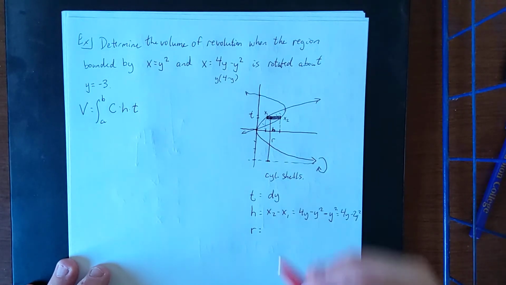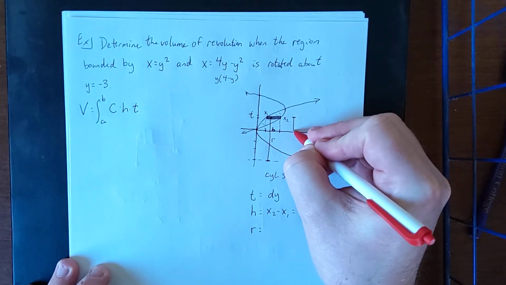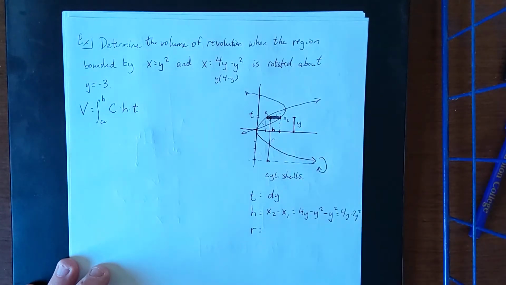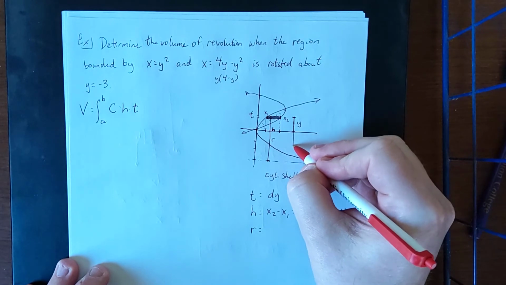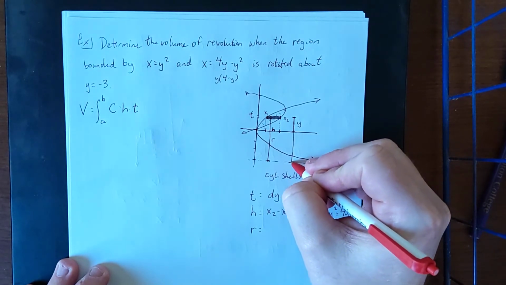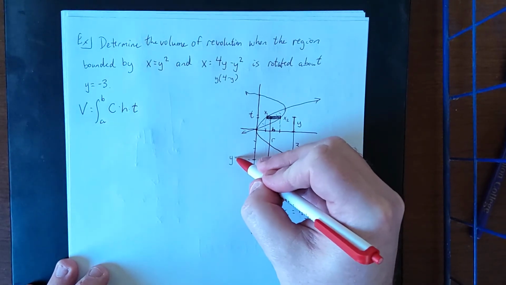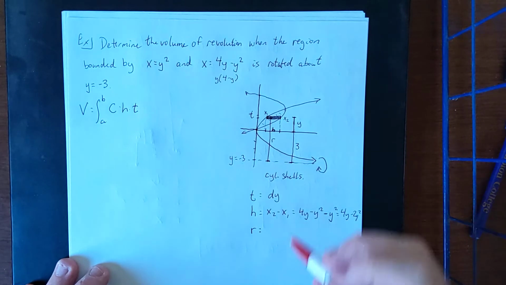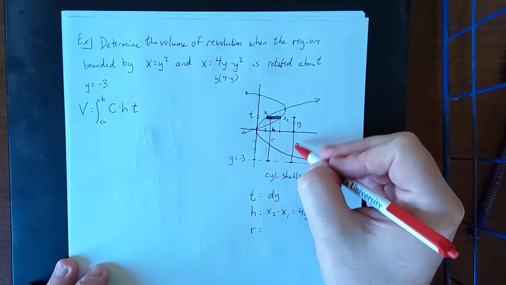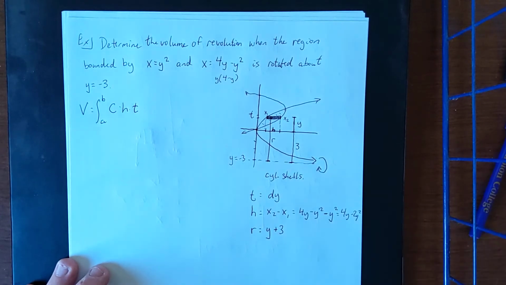Now, the way that we're going to put this together is that the distance from the x-axis up to this sample rectangle would simply be a y variable. Additionally, the distance from the x-axis down to this line would be an additional 3 units due to the fact that this is y equals negative 3, and the distance from 0 to negative 3 would be 3 units. As such, our radius is going to be the sum of these two distances. We'll see a radius of y plus 3.